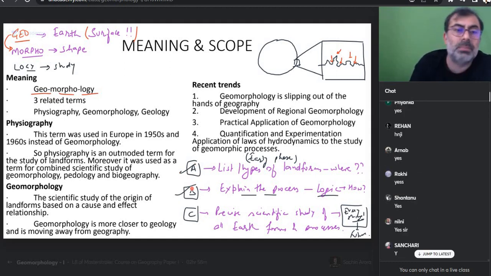Okay. Now comes the C part. C part is the latest cutting edge research. And you know what? Who is the scientist of Earth? Geologist. So whose domain does it become? More of the domain of geology.